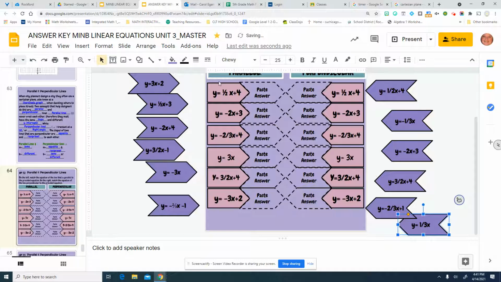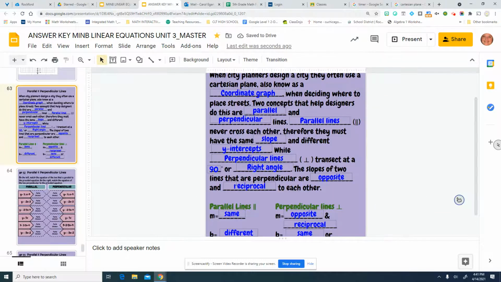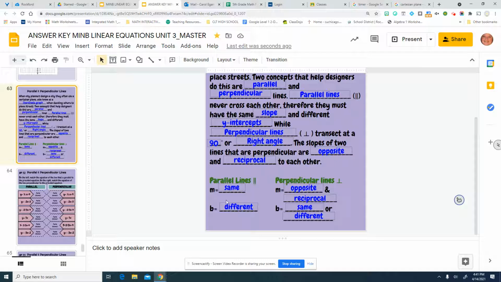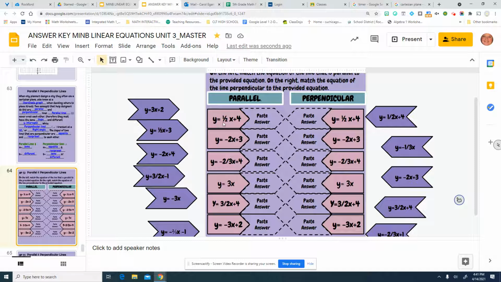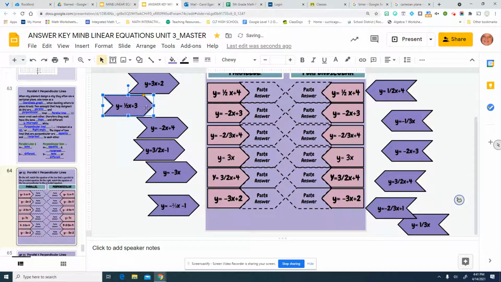Okay. So parallel lines, going back, rule, slope has to be the same, b must be different. We should know y equals mx plus b. So y equals 1/2 x plus 4. Half is the m, 4 is the b. So I need to find another equation that has a slope of 1/2. So I do that first. Well, this one right here has a slope of 1/2. No other ones have a slope of 1/2. And you'll notice different intercepts. This is 4, this is 3. So this one is going to go on top here.